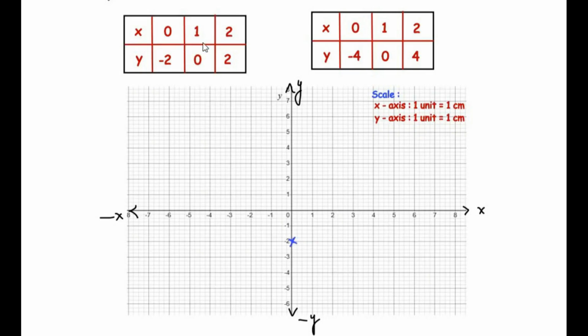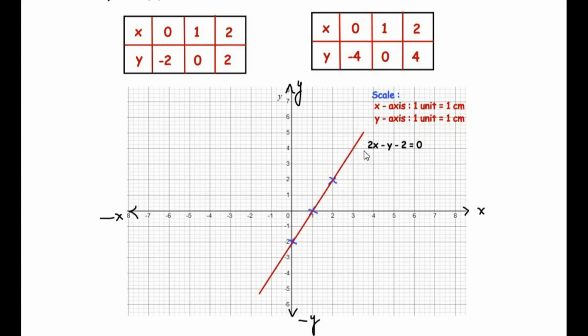Now the second point is 1, 0. So it will be on the x-axis, which is over here. 1, 0 comes here. Now 2, 2, that is x is 2 and y is 2. So you get the third point over here. So you are going to draw a straight line passing through these points. And do not forget to write the original equation given in the question, just near this line. So the equation was 2x minus y minus 2 equal to 0.